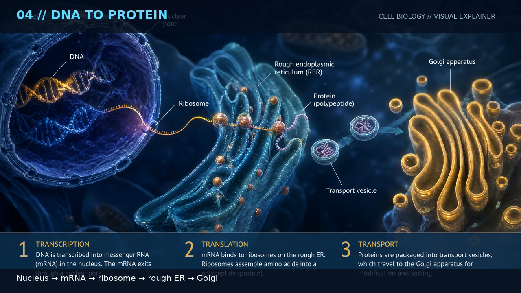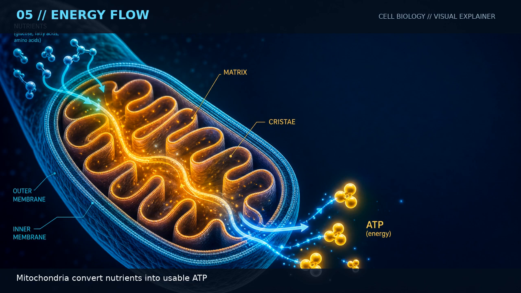Step 3. Protein production. Ribosomes read molecular instructions and assemble amino acids into proteins. Some ribosomes float freely. Others attach to the rough endoplasmic reticulum, or rough ER. The rough ER acts like a manufacturing flow and transport network, especially for proteins that will be exported, inserted into membranes, or delivered to other compartments.